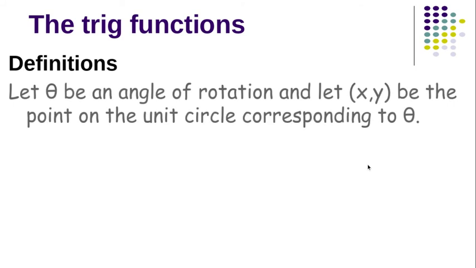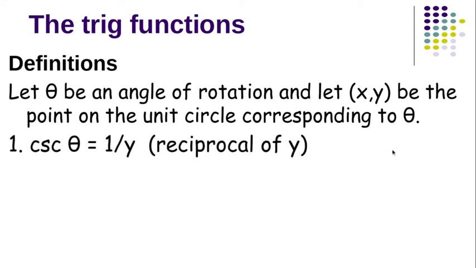So our definition, so again, we're going to let theta be an angle. That angle could be in degrees, it could be in radians, it could be a positive angle, it could be a negative angle, but that angle will be our rotation. And x comma y will be the point on the unit circle that corresponds to that given angle. So our three definitions for cosecant, secant, and cotangent.